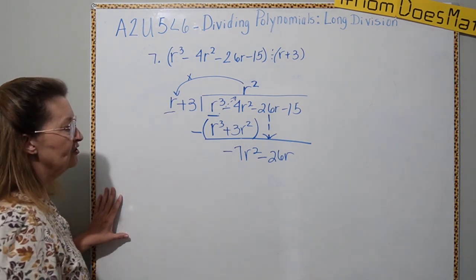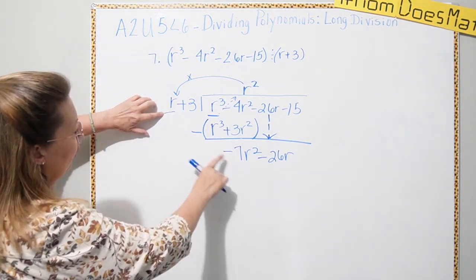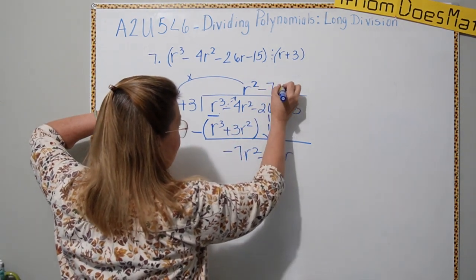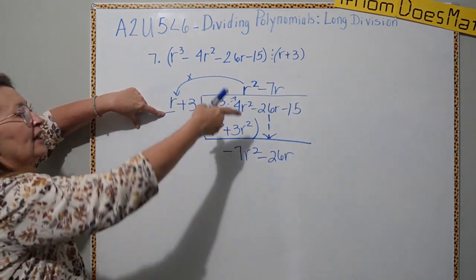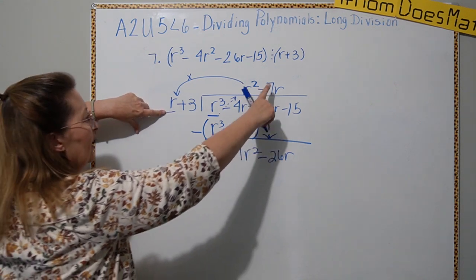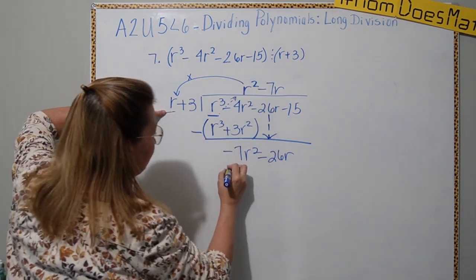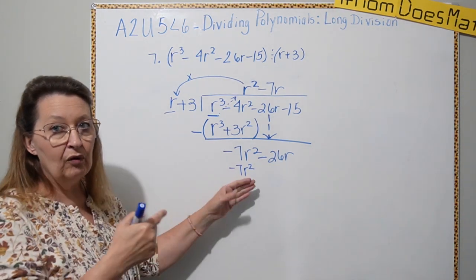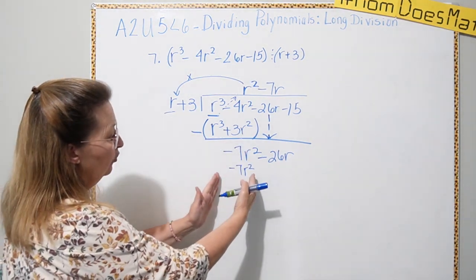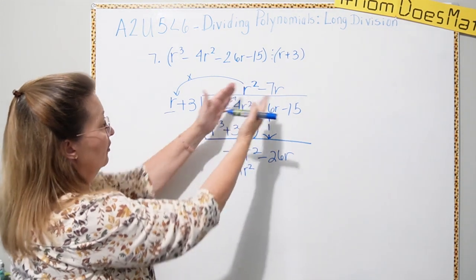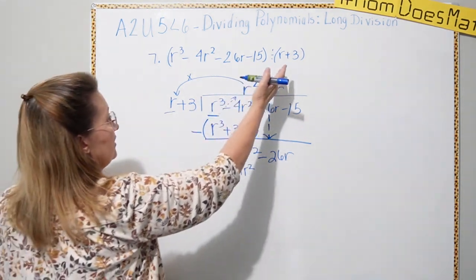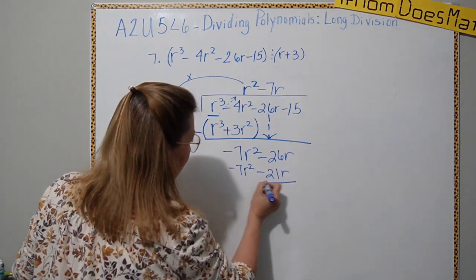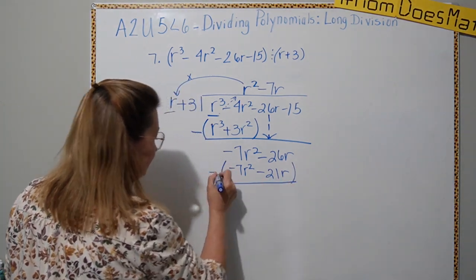Okay, now it starts all over again. How many times will r go into negative 7r squared? Well, minus 7r times. Then we're going to swing back and multiply. Minus 7r times r is minus 7r squared. And right here, I'm thinking goal complete, because that was my goal, to make the first terms match. Now on the second term, I just get what I get. So negative 7 times 3 is negative 21r. And then we're going to come out here and subtract.